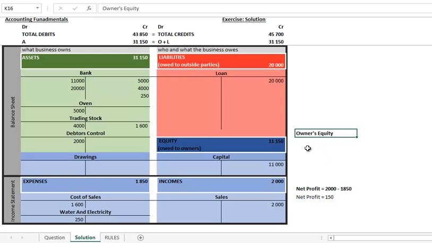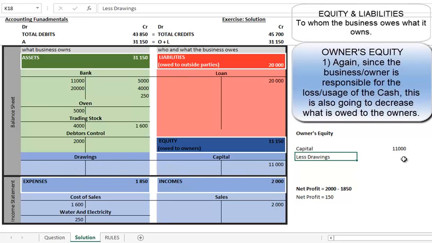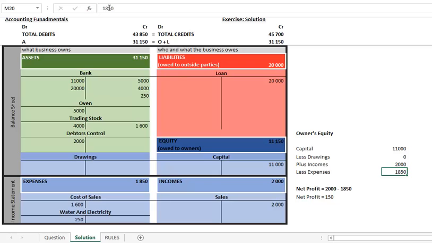You'll remember that our owner's equity is made up of the capital figure, which in this case is 11,000 Rand. Then first I need to subtract all the drawings, but in this case there was no drawings, so I can make that a 0. Then I need to add all the incomes. The incomes was 2,000 Rand and the expenses was 1,850. So let's just get our pluses and minuses right here. The expenses was a minus. So my owner's equity total then, if you add all of this up, comes to 11,150.